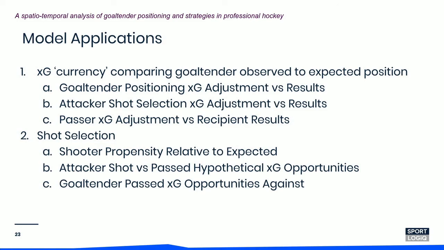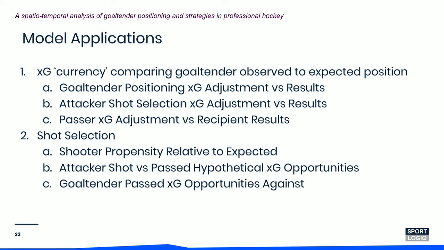You can do the same thing for shooters. Are you shooting into the goalie's chest, or on a good chance, right? Are you being selective with your shots? Are you shooting when the goalie's out of position? If you're getting the goalie out of position when you shoot, you're going to have better results. Same with the passer. You look for passer perspective. Are you able to create goaltender movement for the shooter receiving the shot, right? That's a huge skill. Shooter propensity relative to expected gives you a shooting profile.